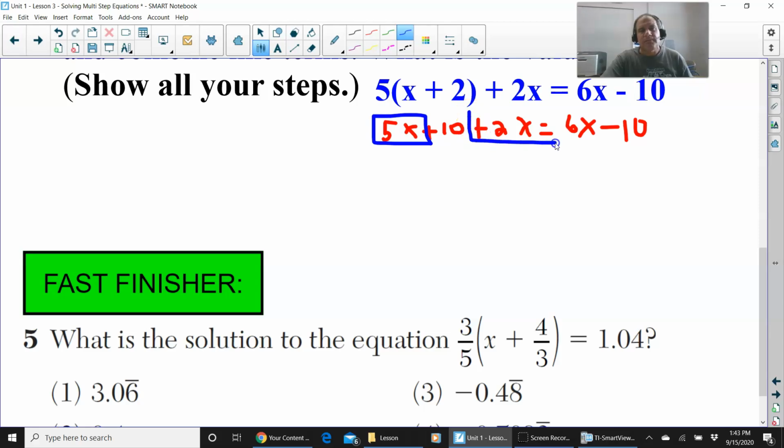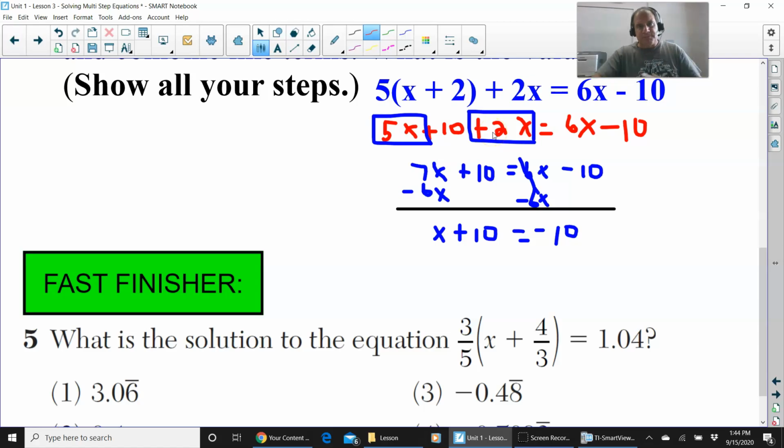I don't want to do the whole problem with you, but go ahead and see if you could combine those like terms and then get the x's together. There's a lot of steps to this problem. Go ahead, see if you can do it, and then we'll come back and we'll go over it. Press pause now.